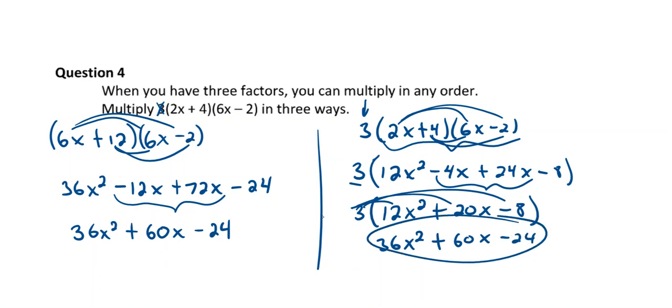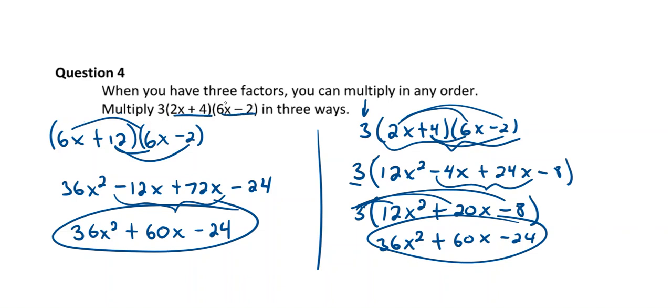So same answer, right? It doesn't matter which way we multiply these. If we go this one times this one, and then the answer of that times this, or if we did it the other way where we went this one times this one, and then the answer of that times the 3. Doesn't matter how we do it, okay?